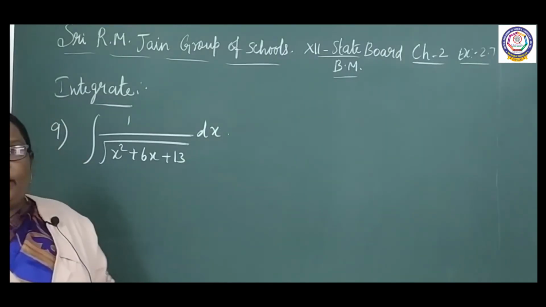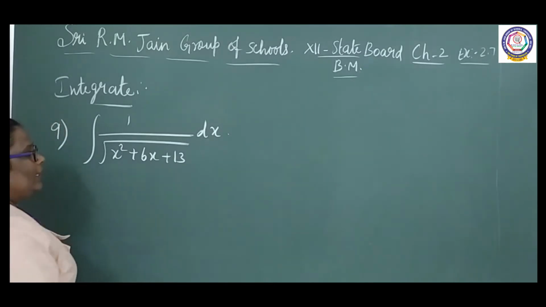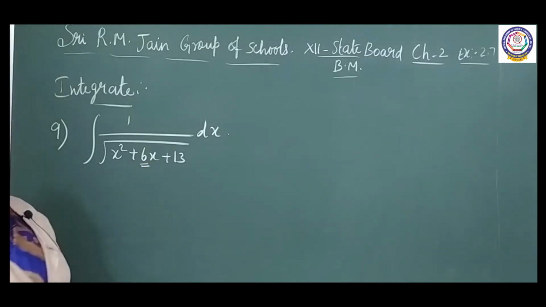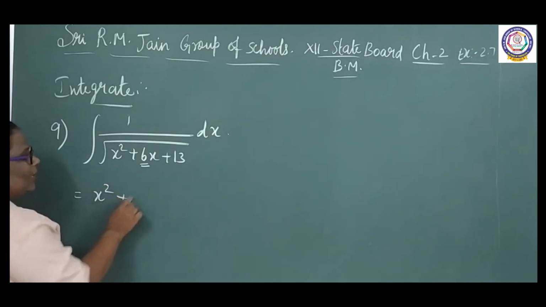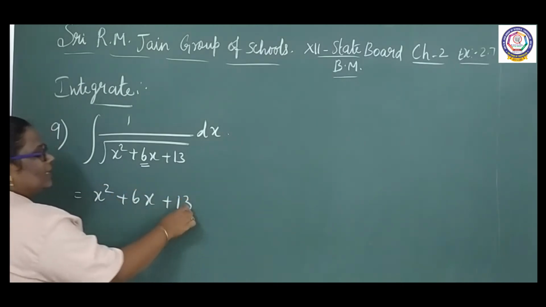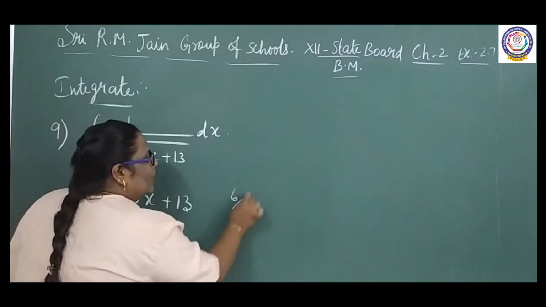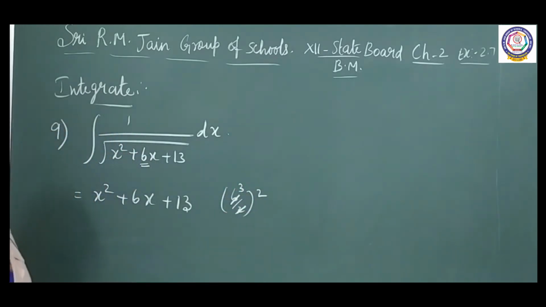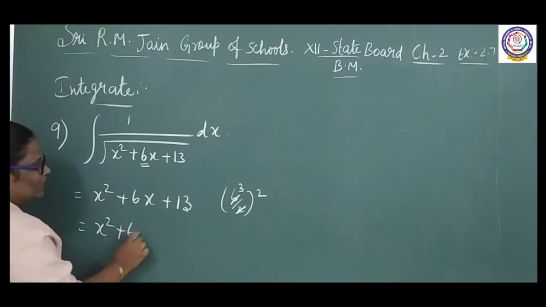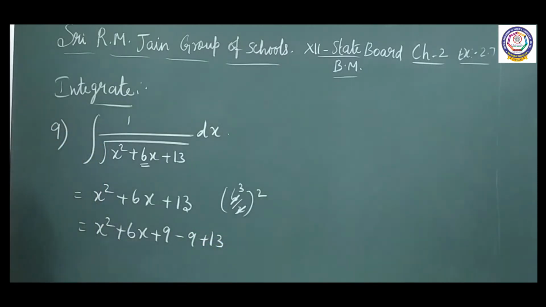See the ninth sum, integral 1 by root of x square plus 6x plus 13 into dx. We'll do it here by the completing the square method. See here, x square plus 6x plus 13. What is the coefficient of x here? 6. So 6 by 2 the whole square, 3 square means 9. So x square plus 6x plus 9 minus 9 plus 13.